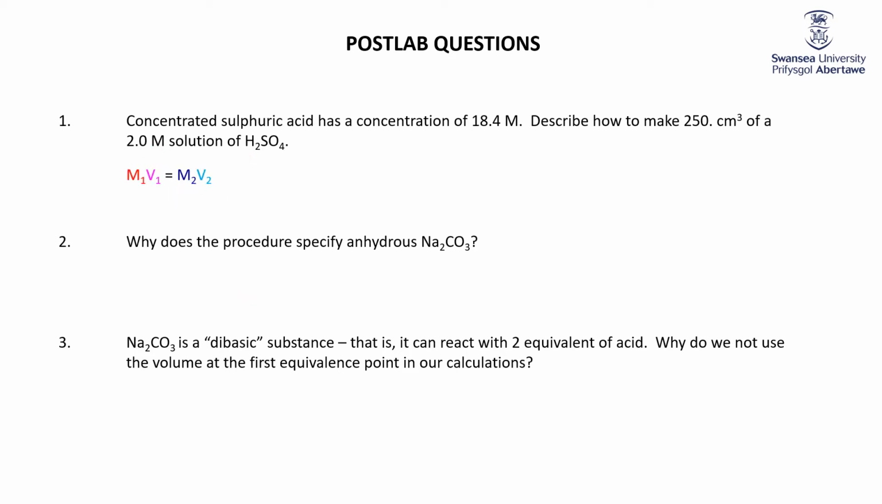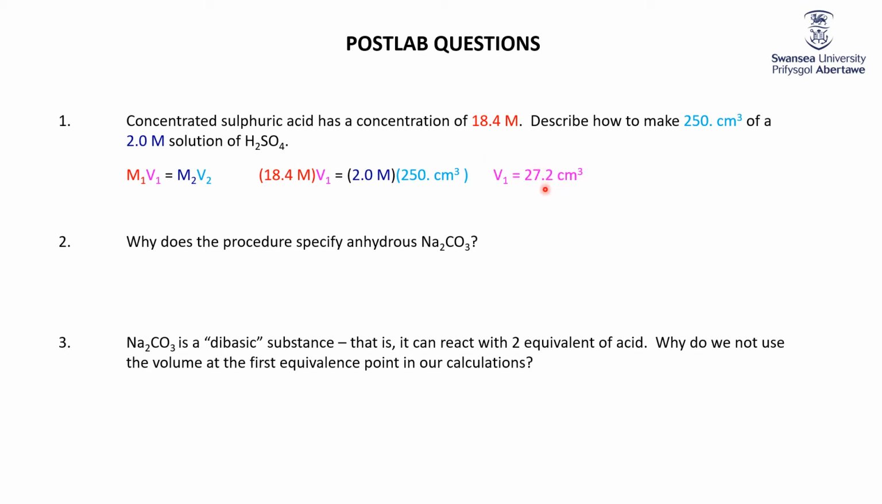So we're going to use our dilution equation. Let's make some pretty colors here. I want the volume of the concentrated acid, the 18.4, that will have the same number of moles as the 250 cubic centimeters, that's V2, of the 2 molar diluted concentration of H2SO4. Throw in the numbers and we get V1 is 27.2 cubic centimeters.